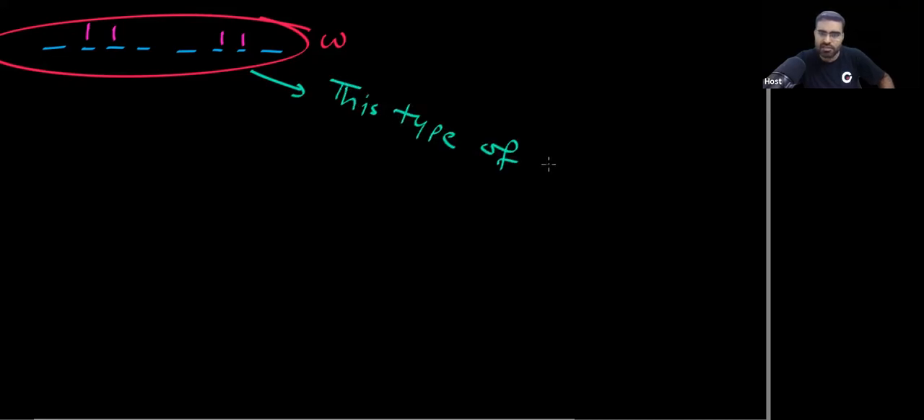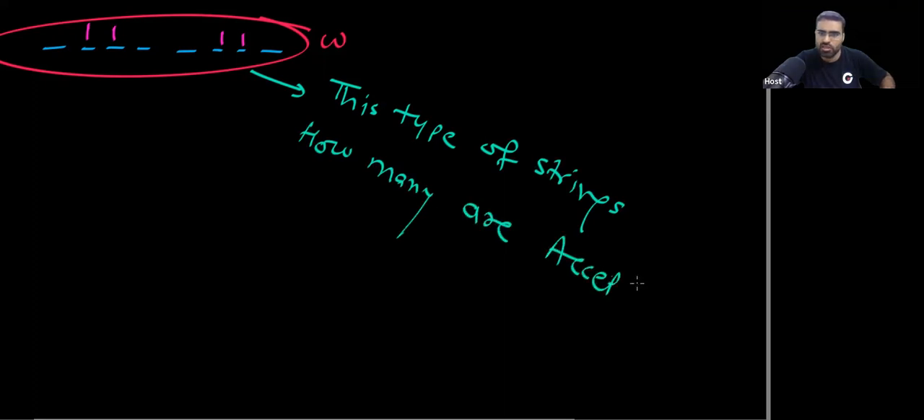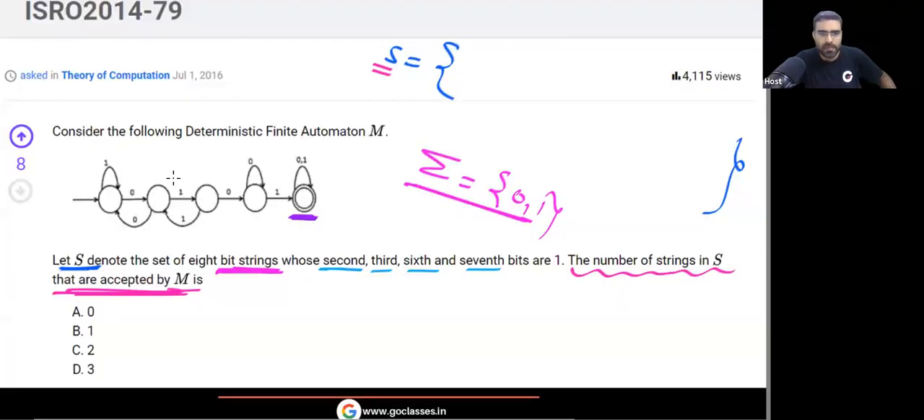This type of strings, how many are accepted? So this is our target. How many of this type of strings are accepted? So very simple. This is our target. So now you tell me. Ultimately, at the end, we want to go to the final state.